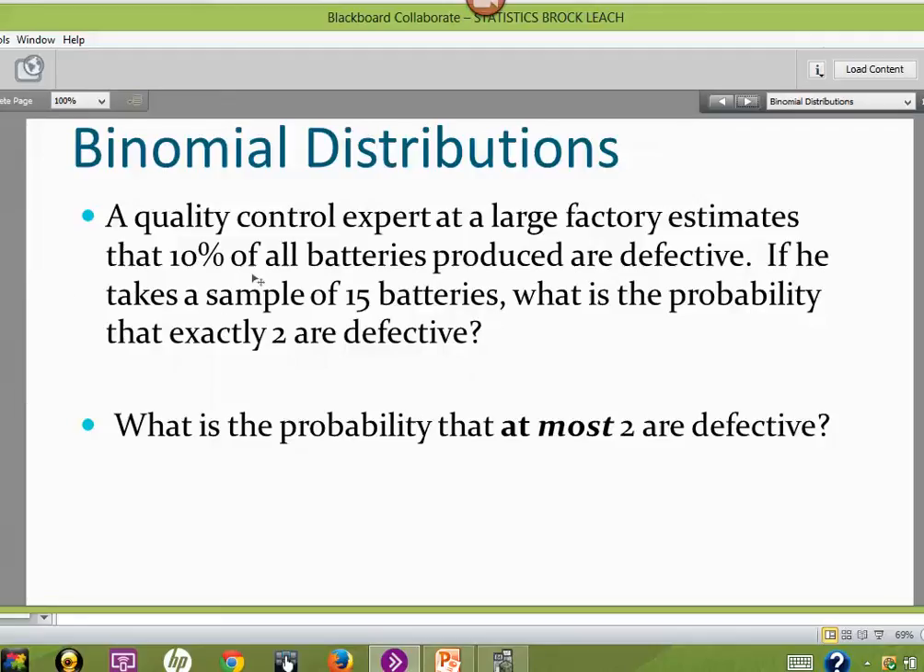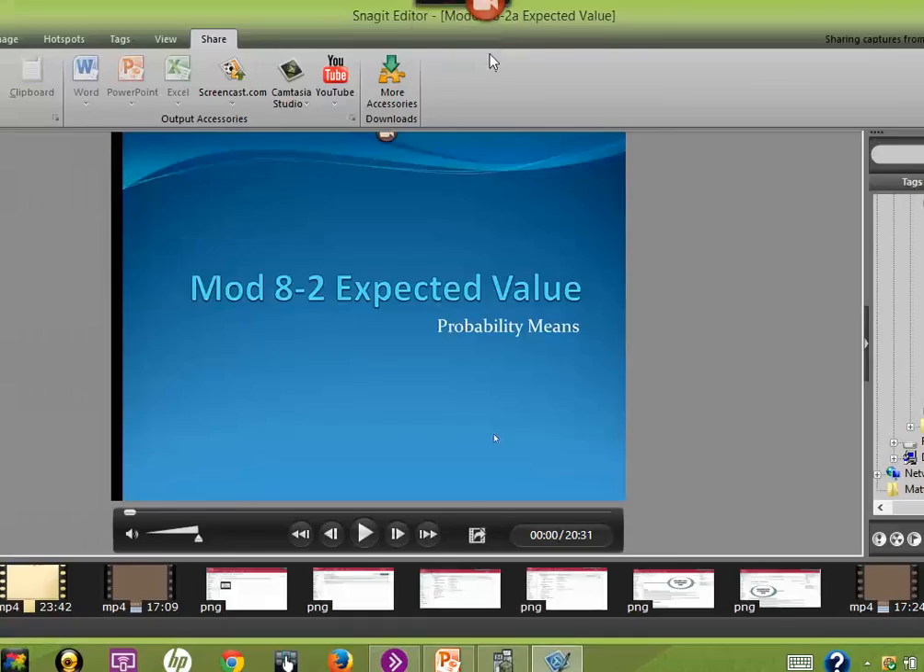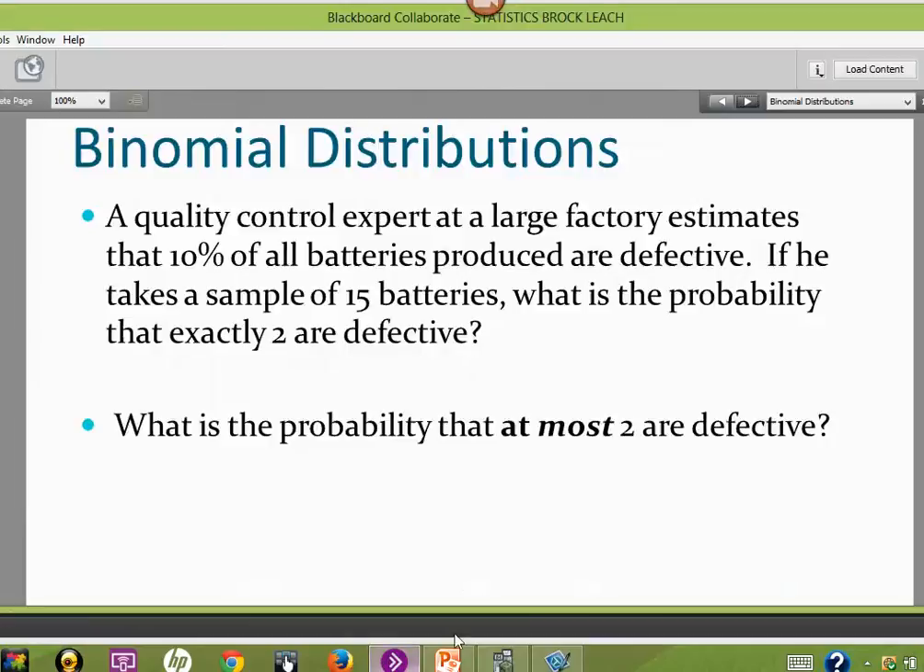All right, so here we have a quality control expert at a large factory who estimates that 10% of the batteries produced are defective. If he takes a sample of 15 batteries, what is the probability that oops, sorry, got you to the wrong screen here. Let's go back and reread this. A quality control expert at a large factory estimates that 10% of all batteries produced are defective. If he takes a sample of 15 batteries, what is the probability that exactly 2 are defective?